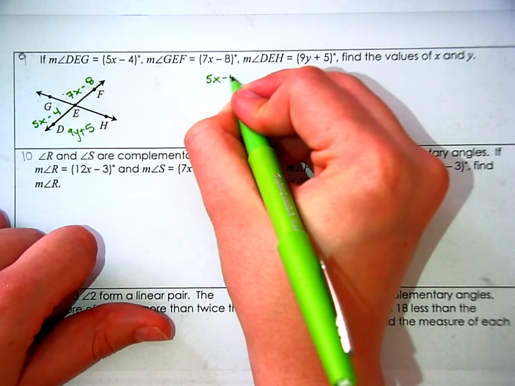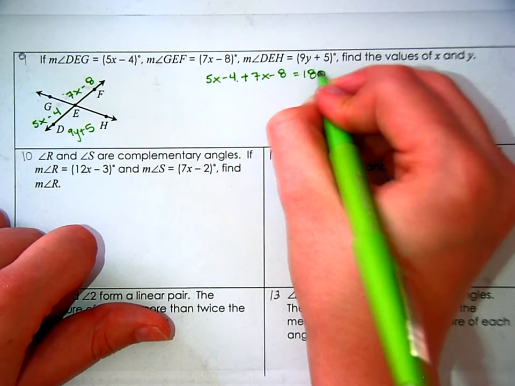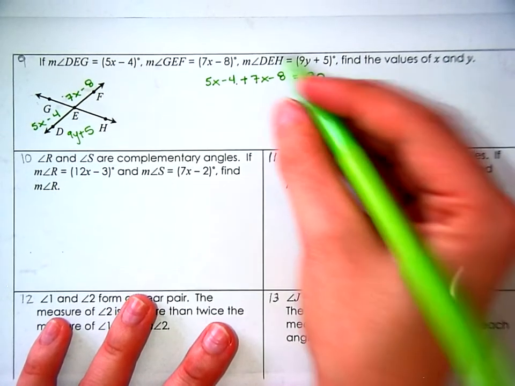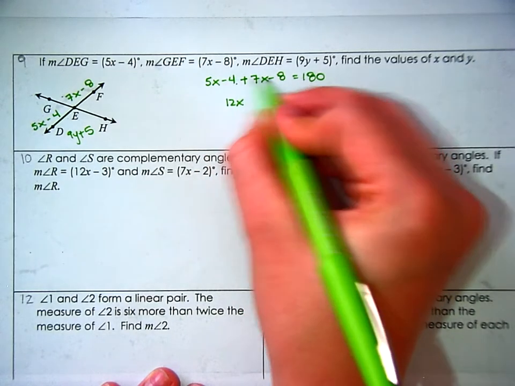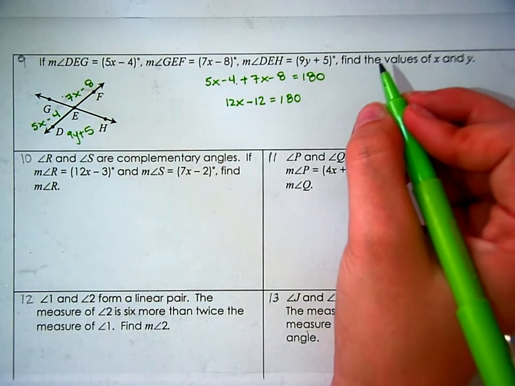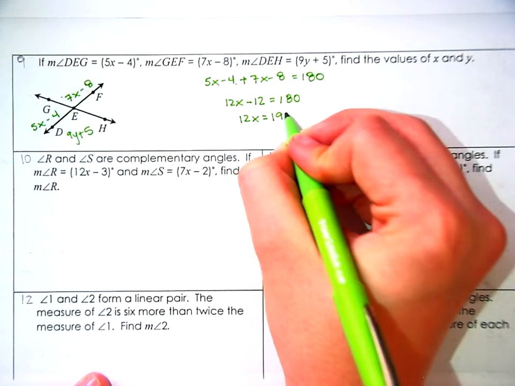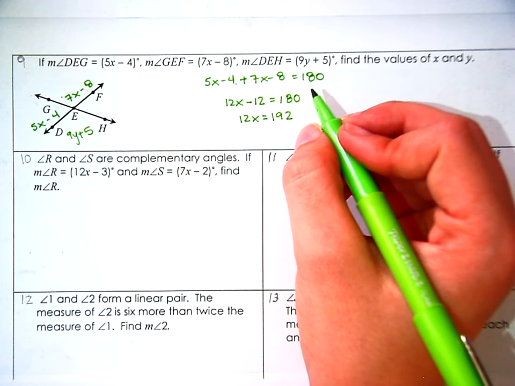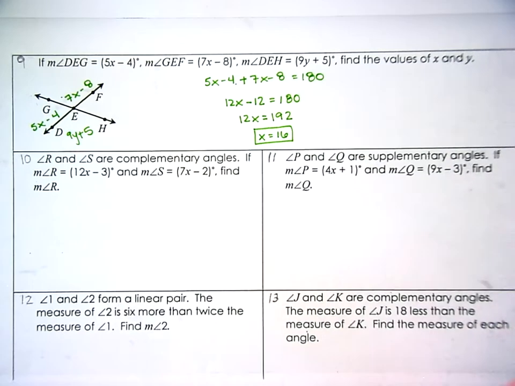So 5x minus 4 plus 7x minus 8 is 180. I added both angles together. So we're going to solve for x here, and then we can use that later to find y. Let's combine like terms. So I've got 12x and then minus 12. All right, so I'm going to add 12 to both sides. I got 12x equals 192. And if I divide 192 by 12, we get x equals 16.